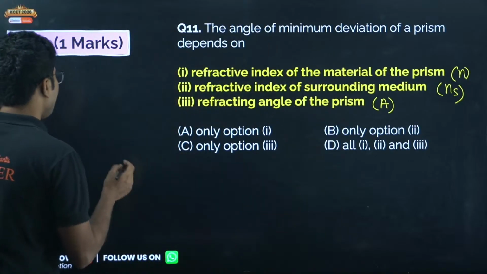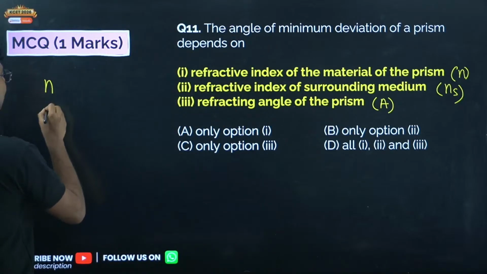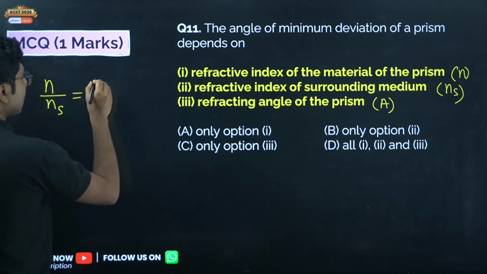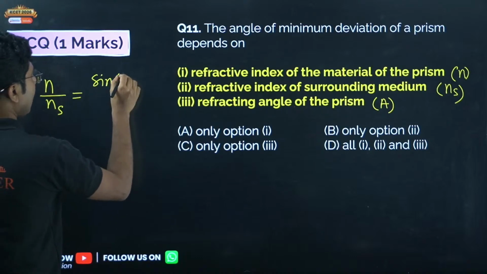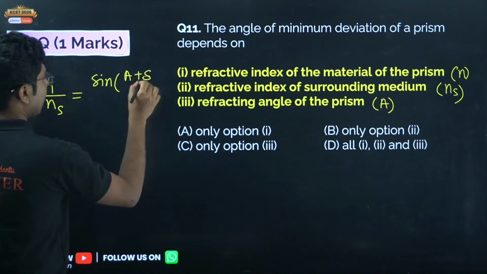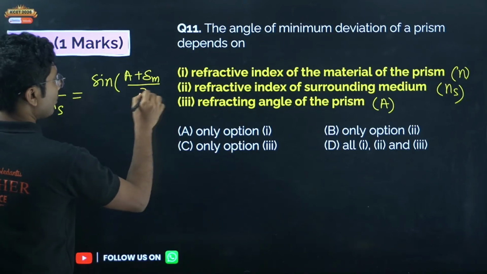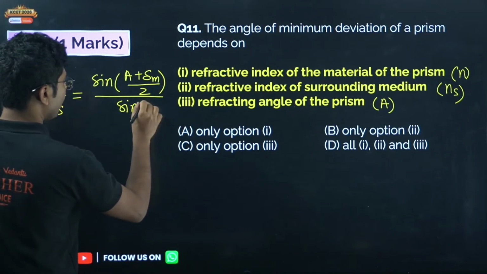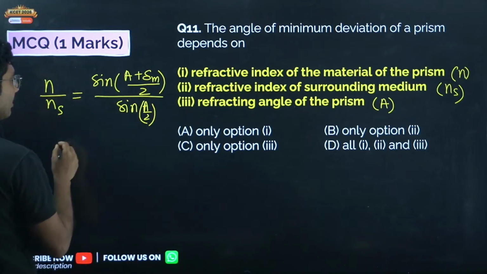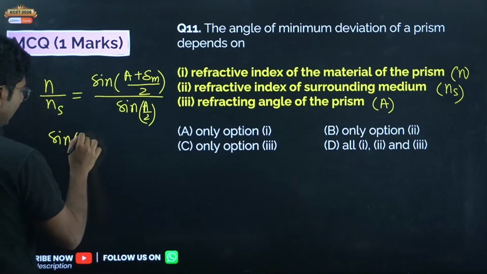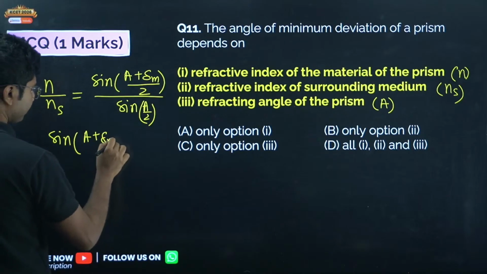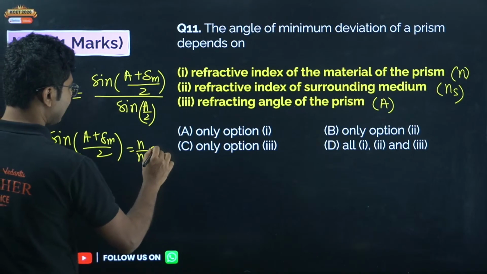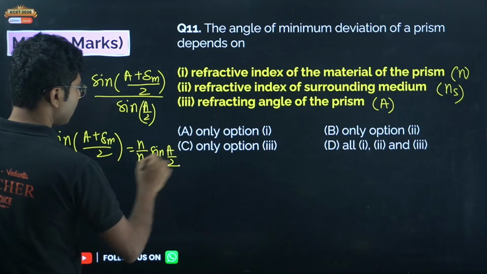So for that, again we will use that the refractive index of the medium with respect to the surrounding is given by sine (A plus delta m) by 2 divided by sine A by 2. So from here we can say that sine (A plus delta m) by 2 equals n by ns times sine A by 2. This is the Snell's law, right?